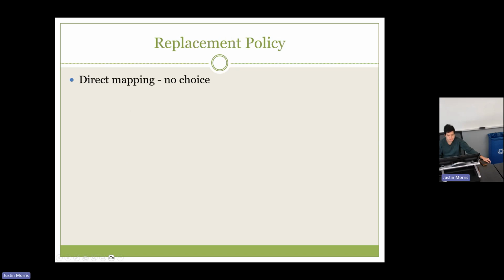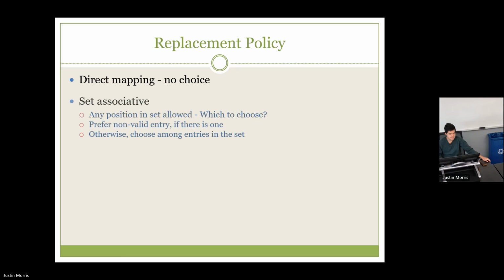So replacement policies. If I have direct map, everything goes to one place, right? There's no choice to be made. If I have set associative, any position within the set is allowed, right? So which one should we choose? We're always going to prefer a non-valid entry, right? Because that means it's currently empty. Otherwise, we need to choose among the entries in the set.